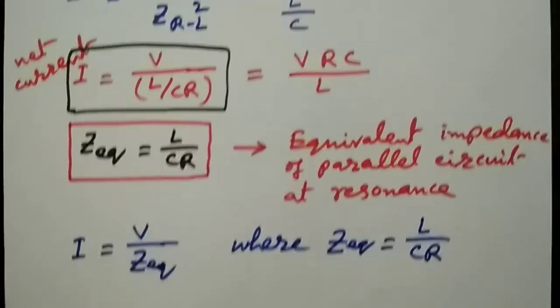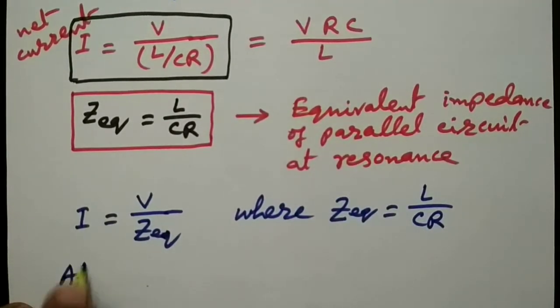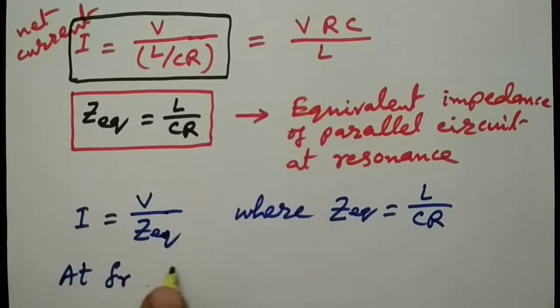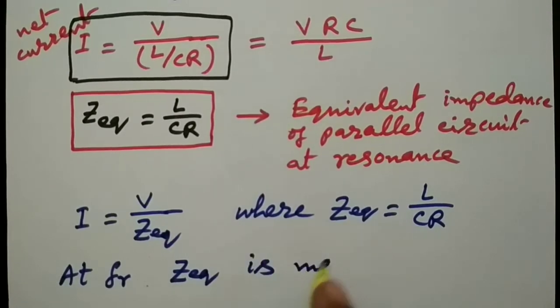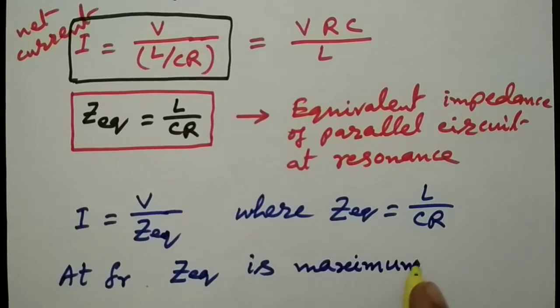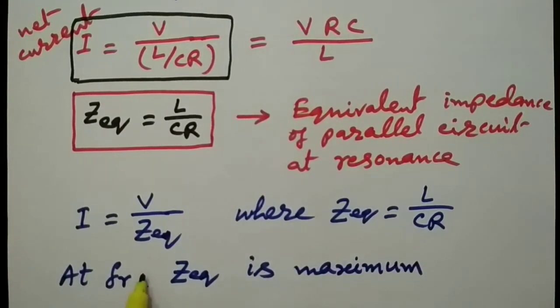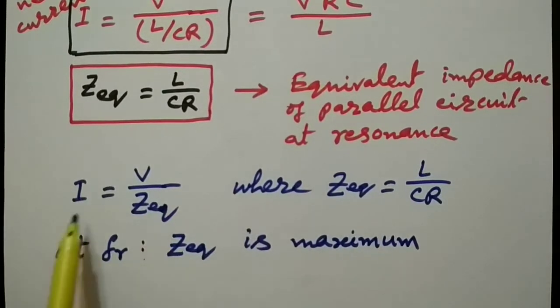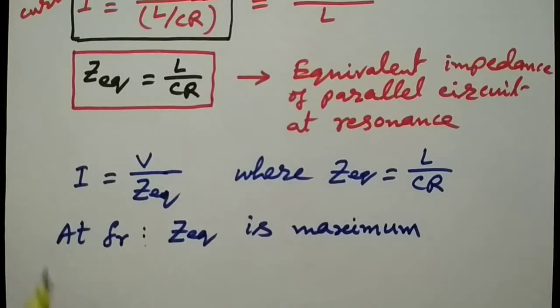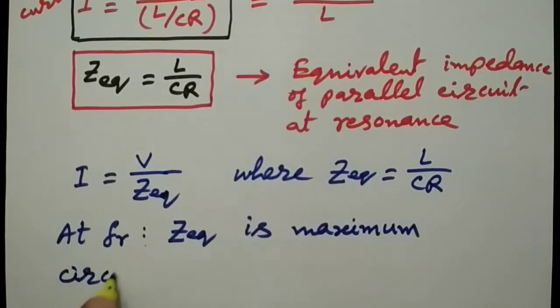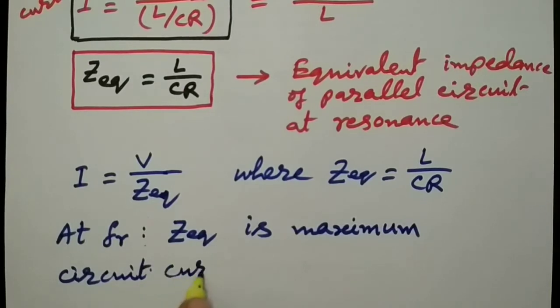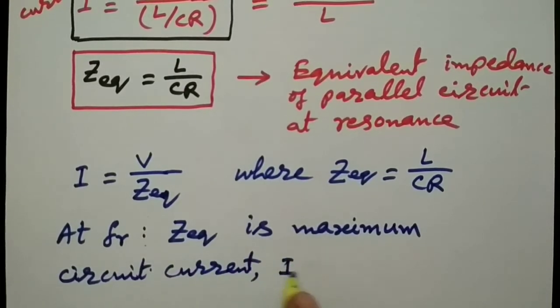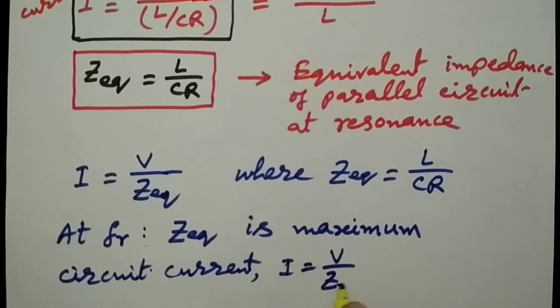And remember one thing, at resonant condition, that means at resonant frequency FR, Z equivalent is maximum. And once the Z equivalent is maximum, therefore the circuit current will be minimum. So the circuit current, that is I equal to V upon Z equivalent, is minimum.